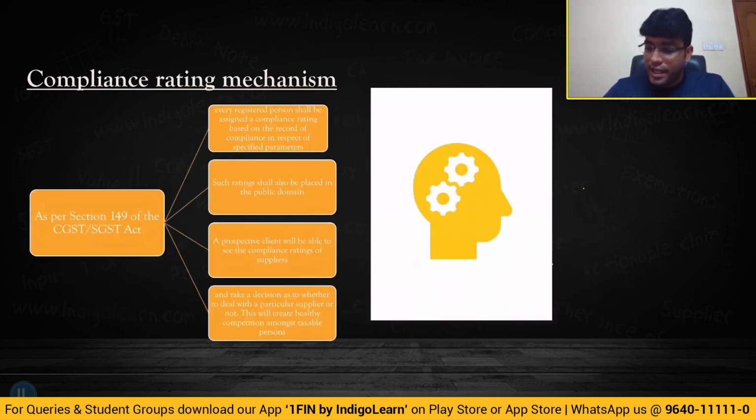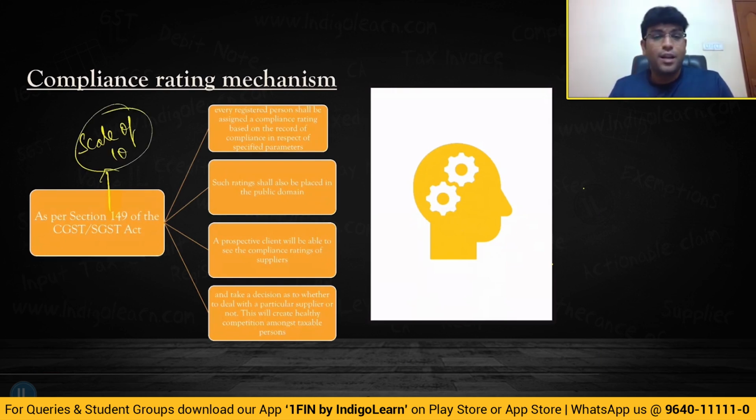Next, compliance rating. There is a section, 149, which talks about compliance rating. They told that on a scale of 10, they'll give a rating to every registered person under GST law based on compliance, what he is doing. That is based on how he is complying with the law, whether he is paying taxes on time, filing returns on time. Based on all these parameters, they'll give a rating on a scale of 10. And that rating will be publicly available.